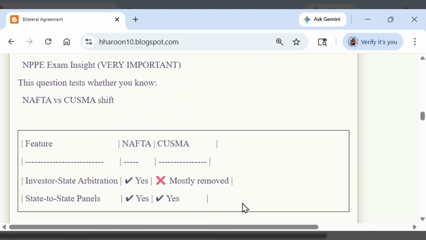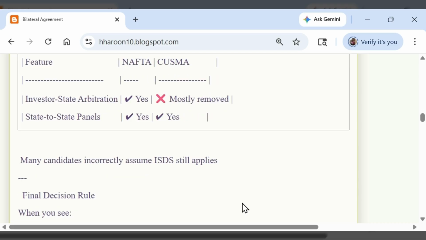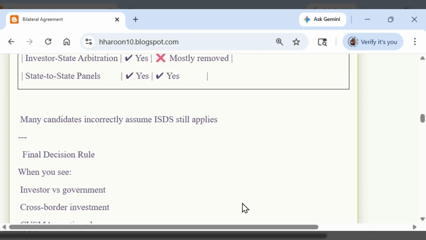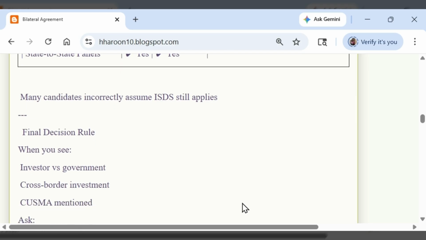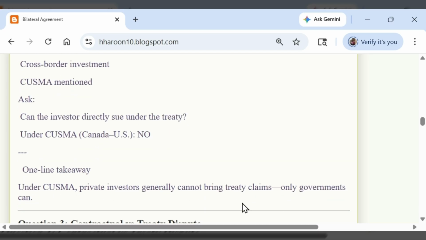Very important: this question tests whether you know the NAFTA versus CUSMA shift. Many candidates incorrectly assume ISDS still applies. Final decision rule: when you see investor versus government, cross-border investment, and CUSMA mentioned, ask, can the investor directly sue under the treaty? Under CUSMA, Canada, yes or no?